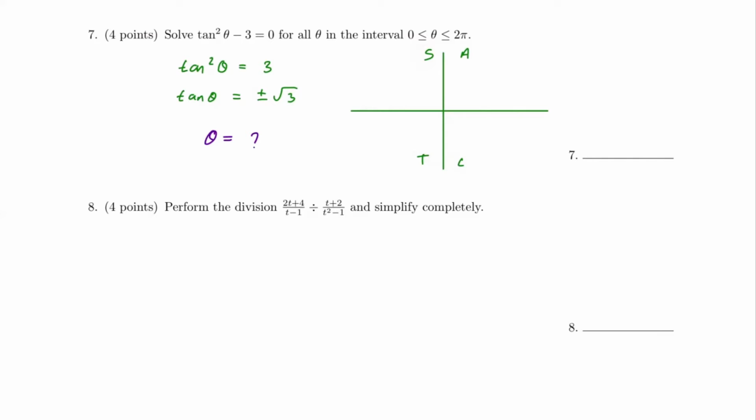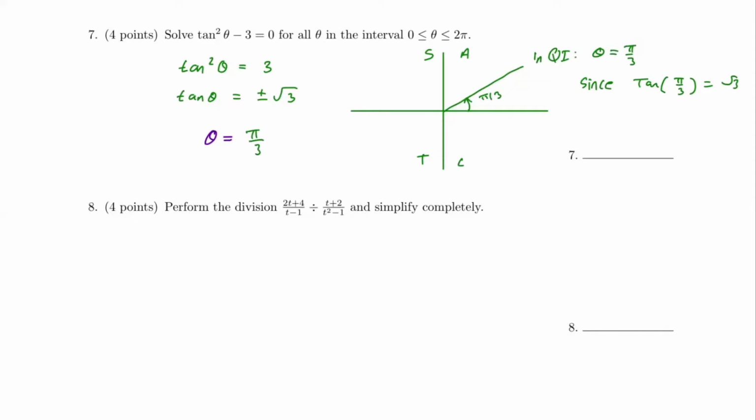Okay, so let's find the angle in the first quadrant. So we know that in quadrant 1, theta must be pi over 3, because we know that tangent of pi over 3 will give us square root of 3. That's why this angle must be pi over 3. So that's one angle, one value. One of our angles has to be pi over 3.